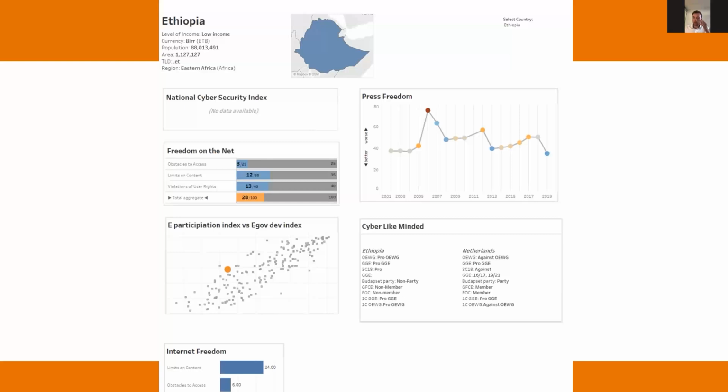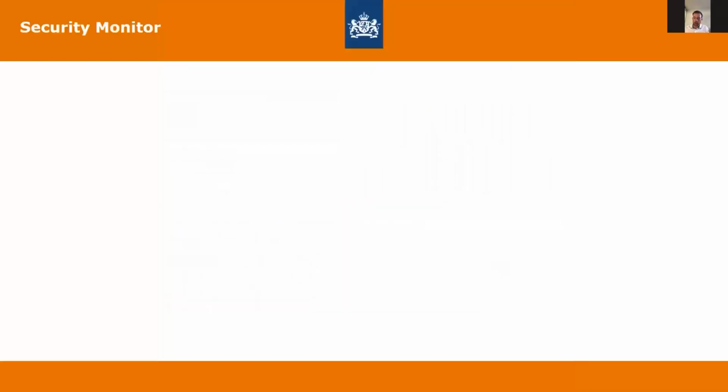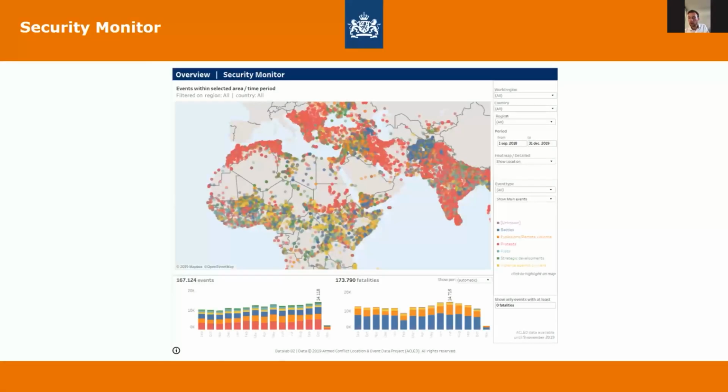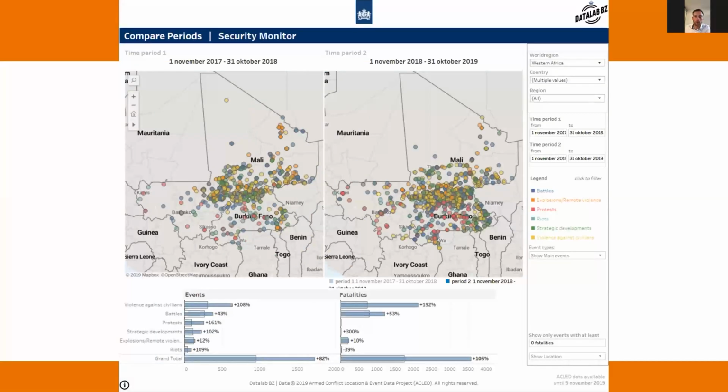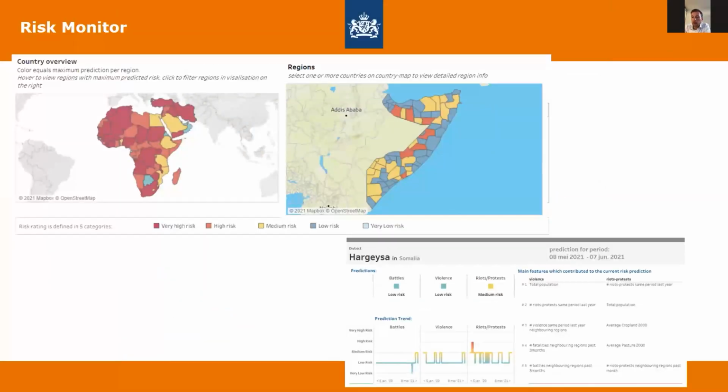Another tool we've developed, if you go to the next slide, is basically a visualization of the ACLED data. We call it the security monitor. There you are, this is the overview page. But if you go to the next slide, you get a little bit of a feeling of how this tool works. It enables the user to compare periods, look at conflicts and incidents in different parts of the area you're interested in.